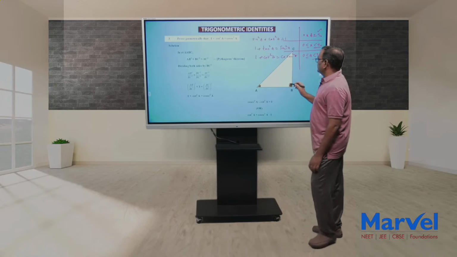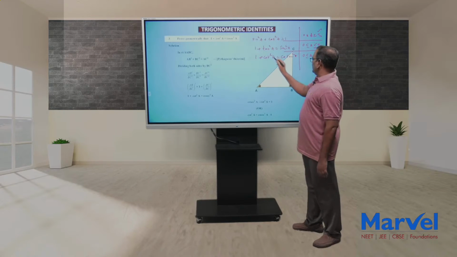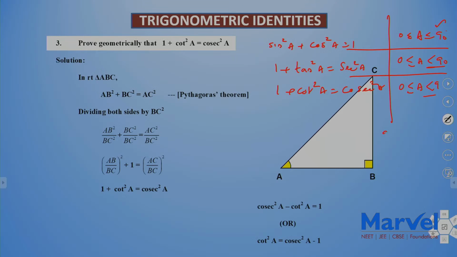The reason is tan 90. In the second case, 90 degree is not included. The reason is tan 90. What is tan 90? Yes, it is not defined. Tan 90 is not defined and hence it is not included.